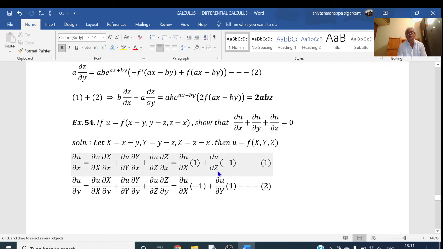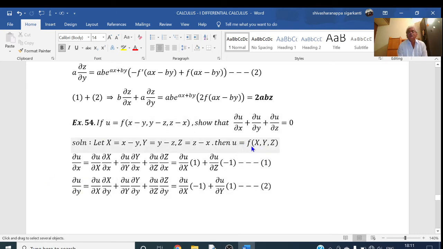Plus, next term is ∂u/∂Z into ∂Z/∂x. Here Z is z minus x. If I differentiate this with respect to x, I will get ∂Z/∂x equal to minus 1. I will take this as equation 1. Similarly, I will find out ∂u/∂y.